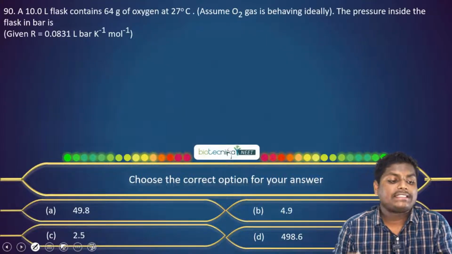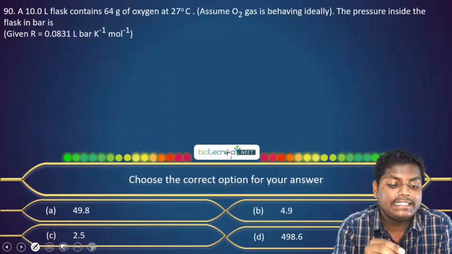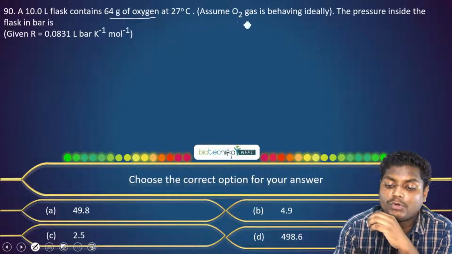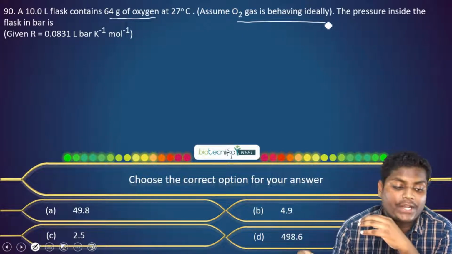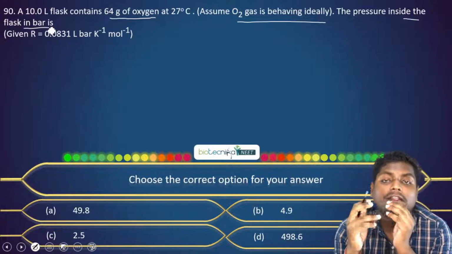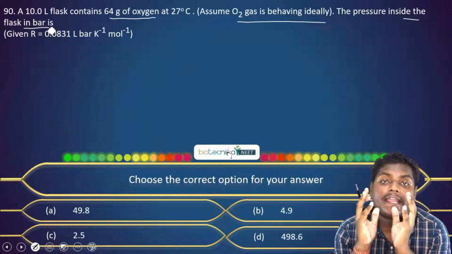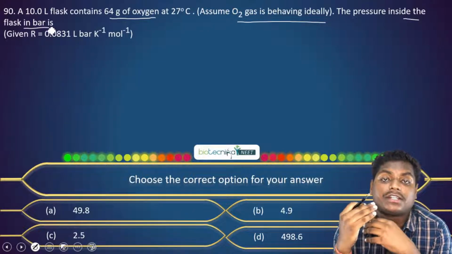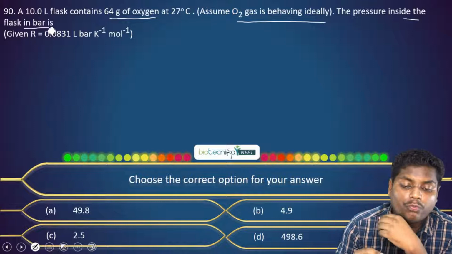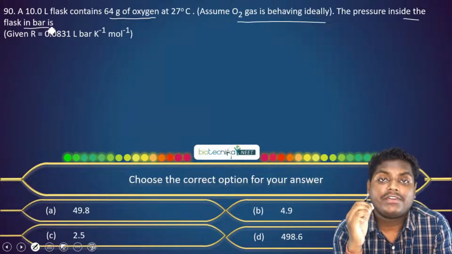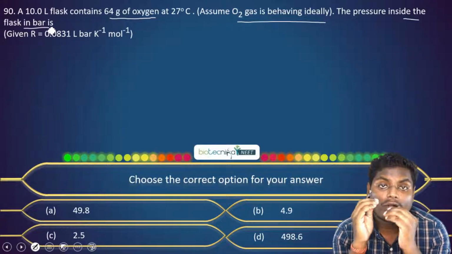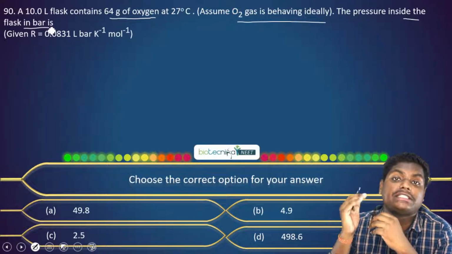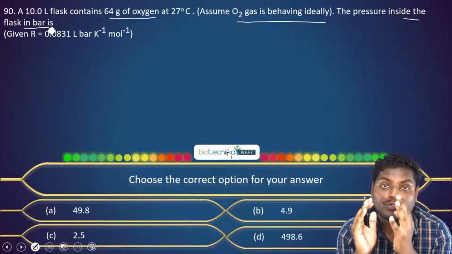Now the next question is saying a 10-liter flask contains 64 grams of oxygen at 27 degrees C. Now assuming O2 gas is behaving ideally, find the pressure inside the flask. So they are asking that if a particular gas is put inside a container, what is the pressure exerted by that gas. So what are the facts that are given to us? Whenever you are solving a physical question, see what data is given to you and how you can extract the information from this data. That should be your approach.